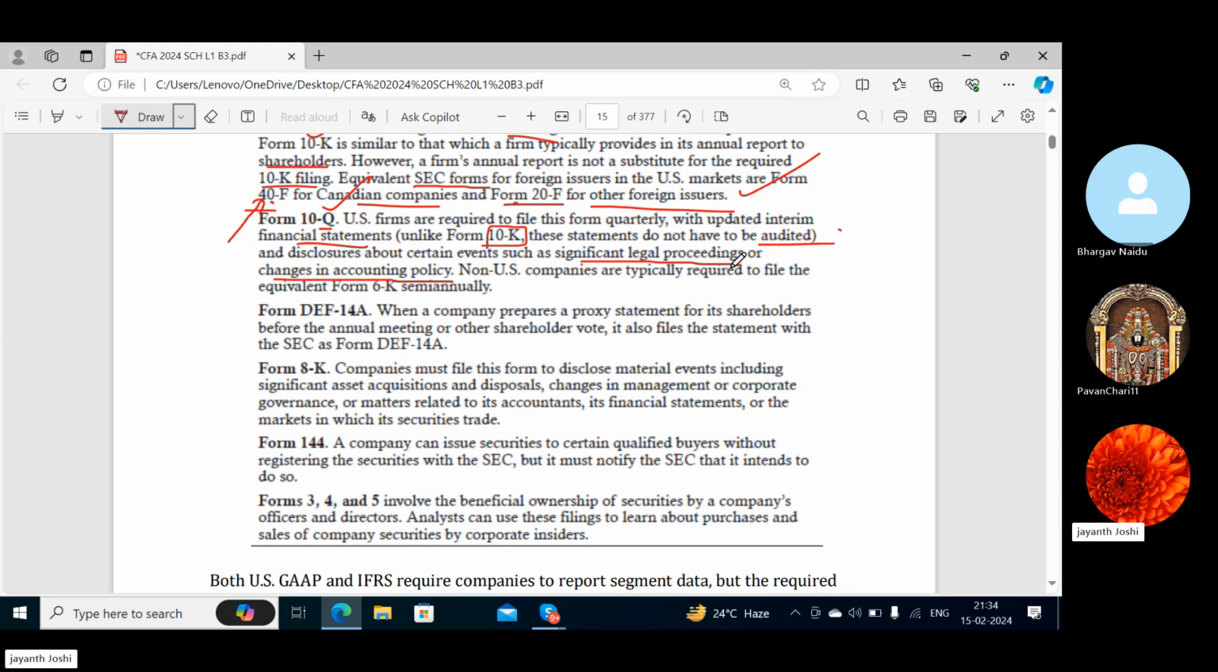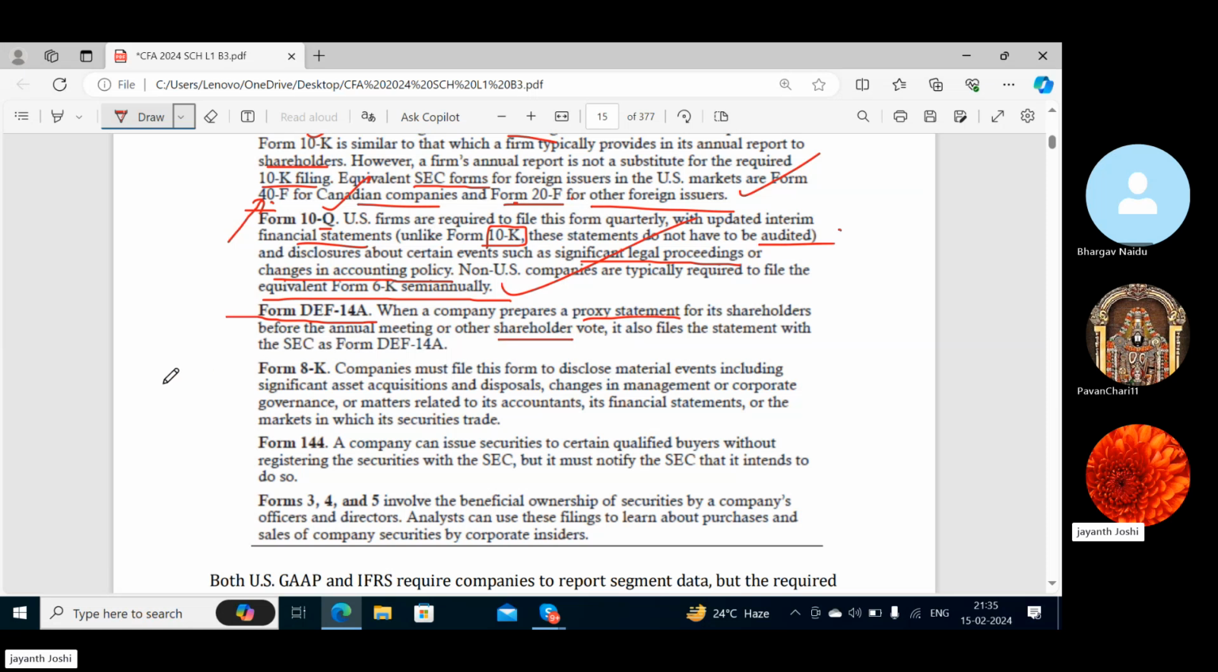Non-US companies are typically required to file the equivalent Form 6-K semi-annually. So there are certain non-US companies that are also required to file the equivalent form, but that is only semi-annually, not quarterly, unlike the US forms, which are quarterly. So it's Form 6-K. Form DEF 14A: when a company prepares a proxy statement for its shareholders before the annual meeting or other shareholder vote.